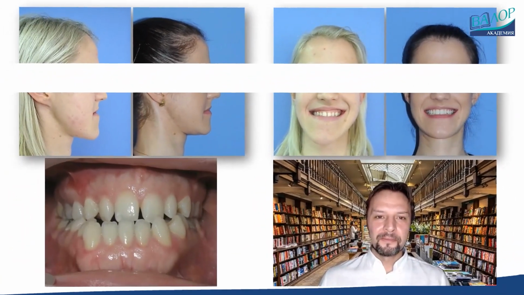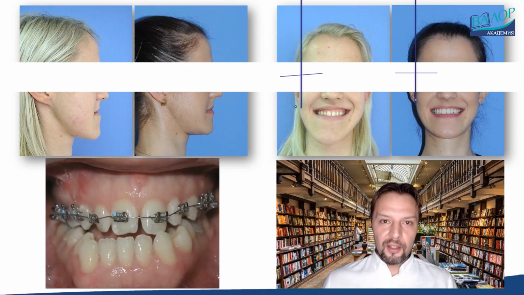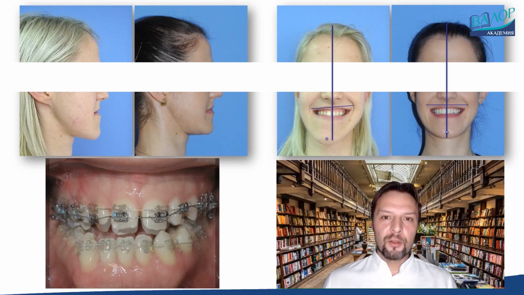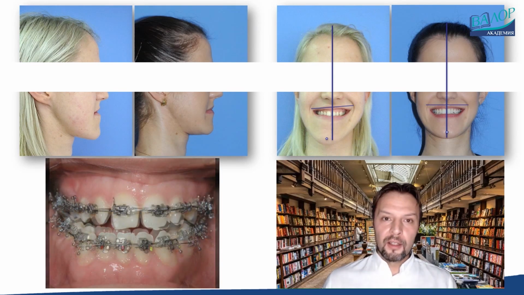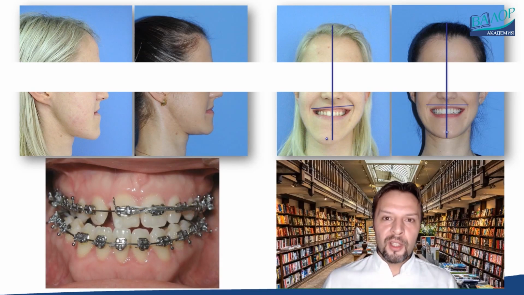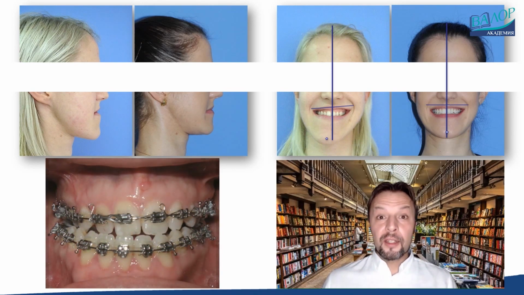We can trace the change in the patient's profile, before treatment and 1 year after treatment, as well as in the symmetry of the face and smile. In my opinion, only orthodontics is capable of such a change, especially with natural teeth. A change not only in the vision but also in the destiny of the person.